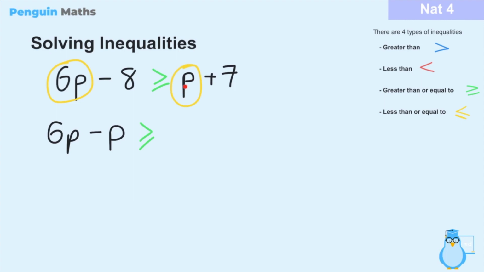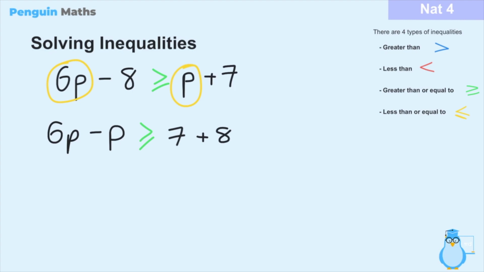So if we move this p over to the other side, because it's plus or positive on this side, then it's going to become negative or minus when we move it over. So here we have our minus p, so we have 6p minus p on the left hand side, and that is greater than or equal to 7. We already have the 7 on the right hand side, so that stays where it is. And we also want to bring this minus 8 over to the other side, so when we do that, it then becomes plus 8. So there we have 7 plus 8 on the right hand side.